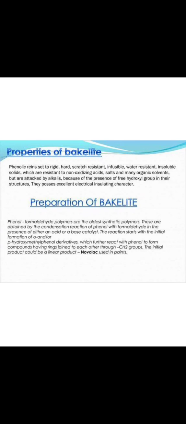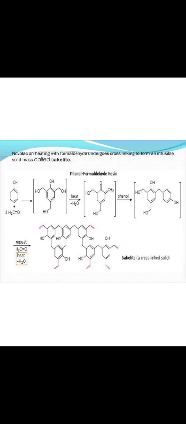The reaction starts with the initial formation of orthohydroxymethylphenol or parahydroxymethylphenol, which further reacts with phenol to form the linear chain polymer called novolac, which consists of very important benzene ring systems which are joined together by CH2 groups. So let us have the preparation of novolac.